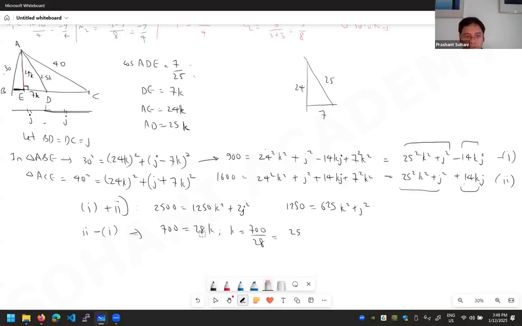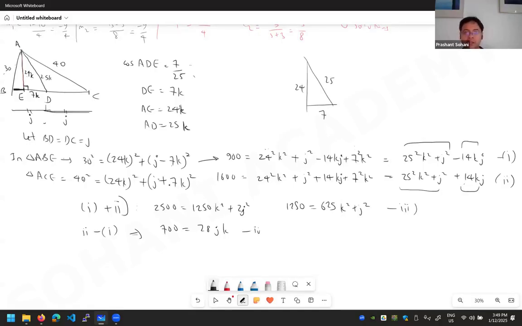Okay. So actually, what I'm getting is 700 is equal to 28k into j, or j into k. And so I have to use this. So I still have two equations and two unknowns. My problem is not finished. So this is equation number 3 and equation number 4. From this, I want to eliminate j and k.